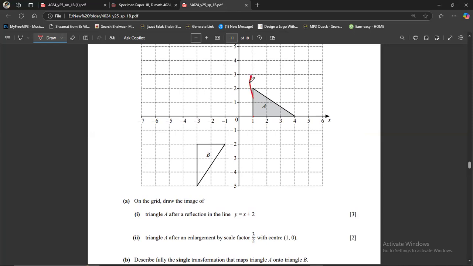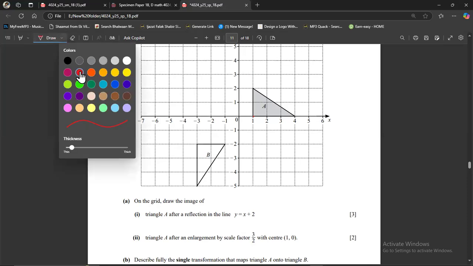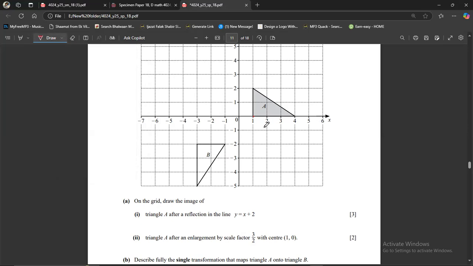So this point, sorry, I did that by mistake. Okay, now let me change the color. So this vertex's distance from the center of enlargement is 2. So when you multiply it with 3 by 2, you get 3. So this point will be enlarged and come here.